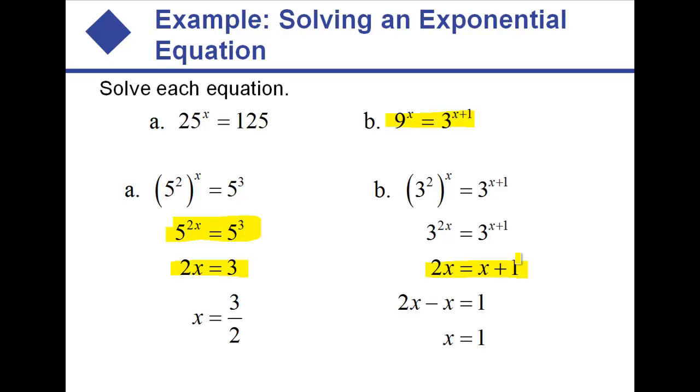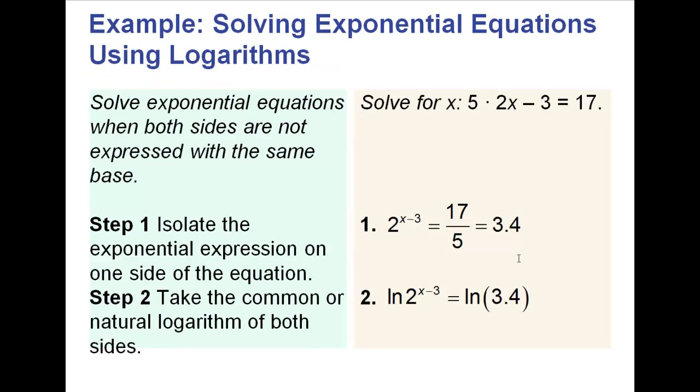They're not always going to be this easy. You can't always make the bases the same. And once that happens, you have to start using some techniques of logs. So an example like this. If we're given 2 to the x minus 3 equals 17.